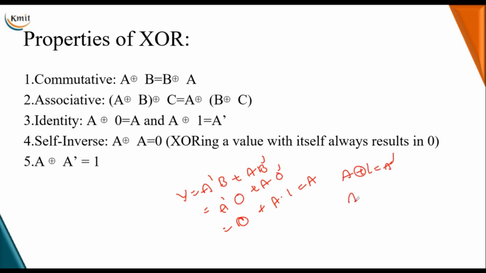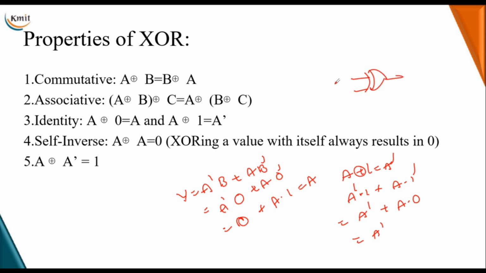Now A exclusive OR of 1 becomes A bar. Since your B value is 1, we have A bar and of 1 plus A into 1 bar. A bar and of 1 is A bar, plus A into 1 bar is 0. So hence, if one of the inputs of your exclusive OR is logic 1, it will give you the complement. So it is also used as a NOT gate. So exclusive OR gate can function like a NOT gate.